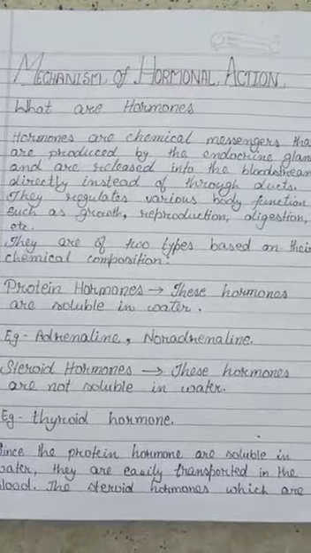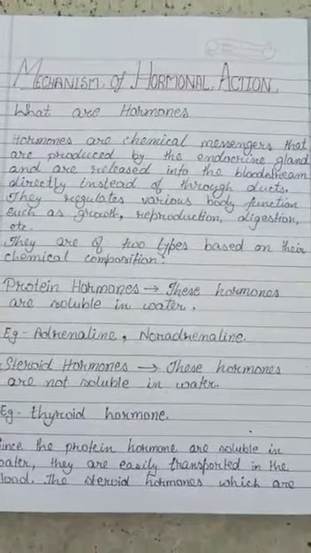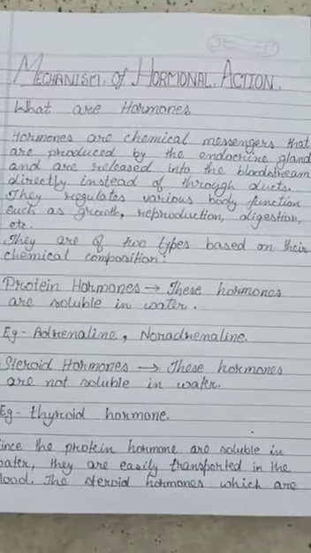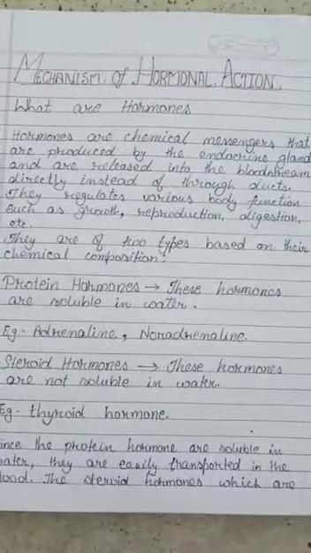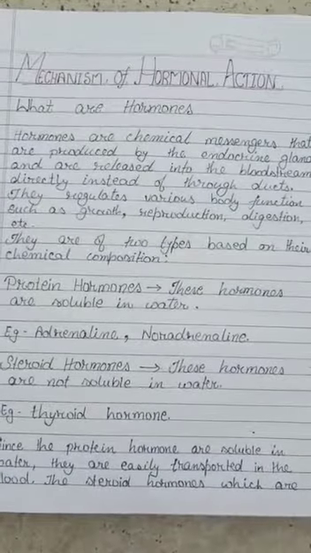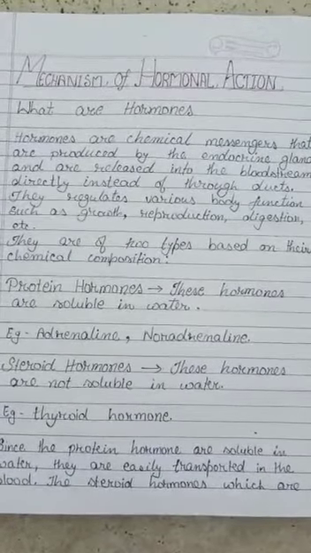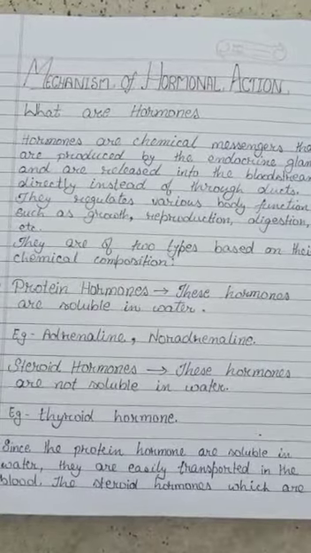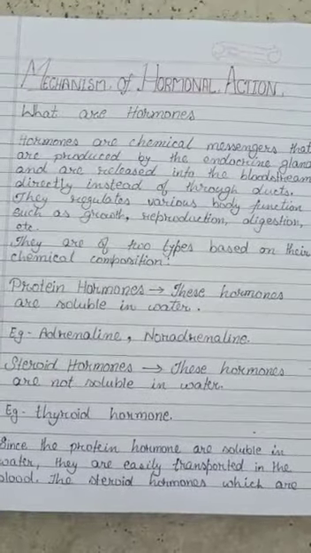What are hormones? Hormones are chemical messengers that are produced by the endocrine gland and are released into the bloodstream directly instead of through ducts. They regulate various body functions such as growth, reproduction, digestion, etc. There are two types based on their chemical composition.